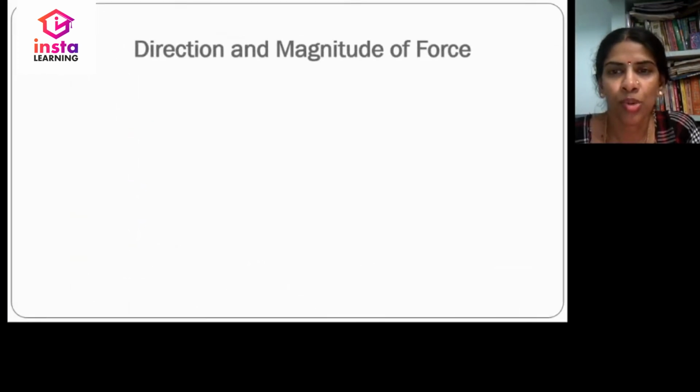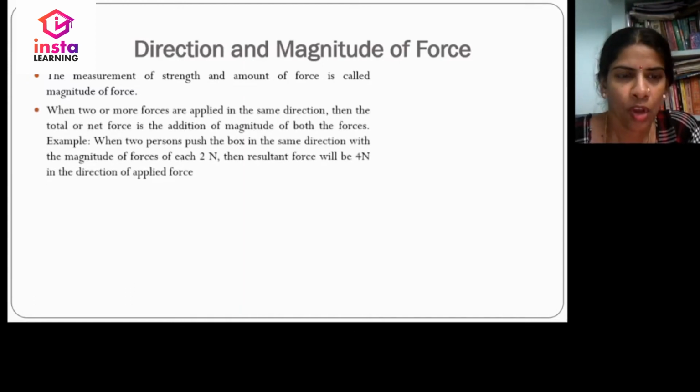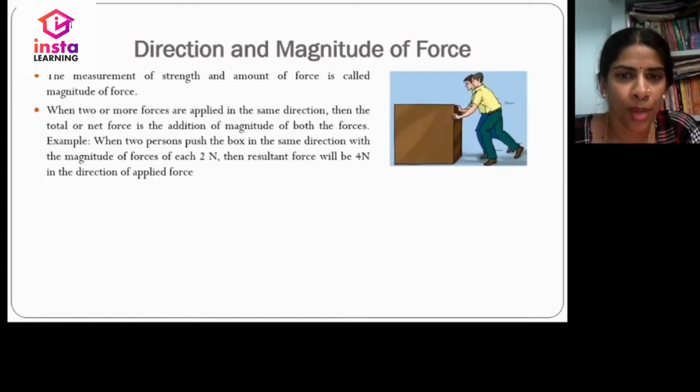Direction and magnitude of force. The measurement of the strength or the amount of force is called the magnitude of force. When two or more forces are applied in the same direction, then the total net force is the addition of the magnitudes of both forces. For example, let us say two persons are pushing a box in the same direction, both with a magnitude of force 2N. Then the resultant force will be 4N in the direction of the force applied.